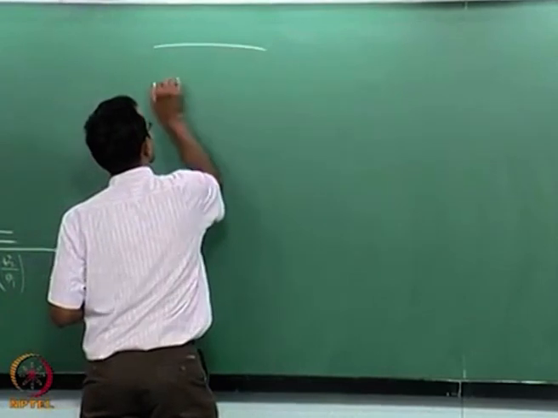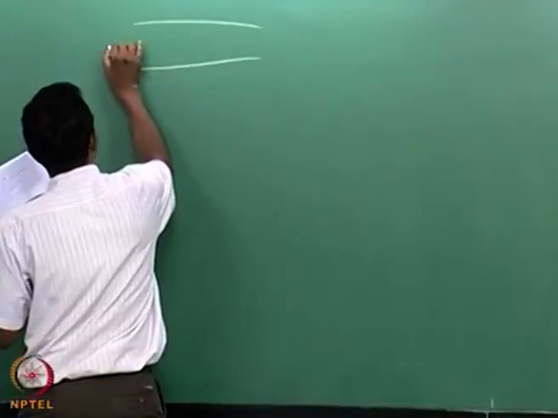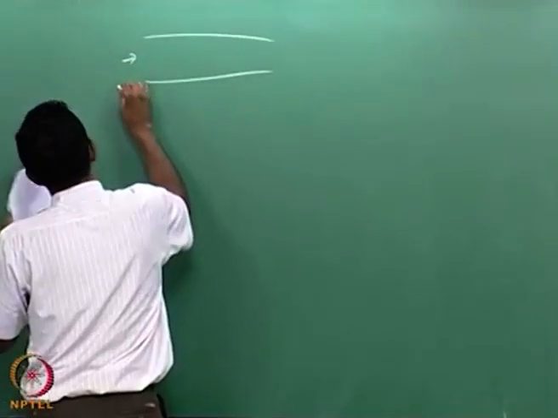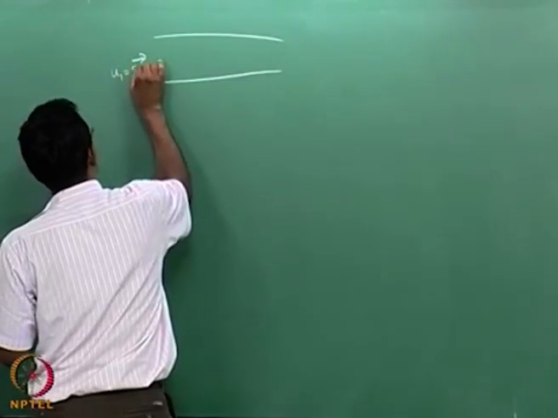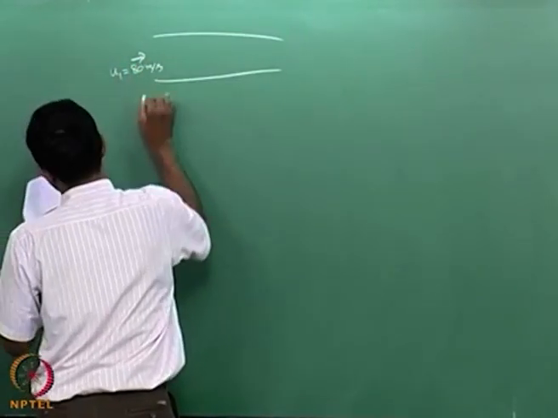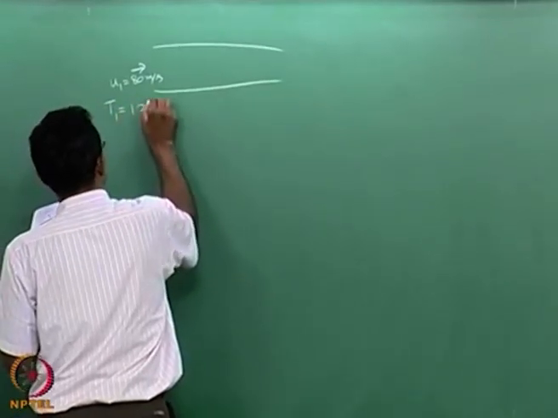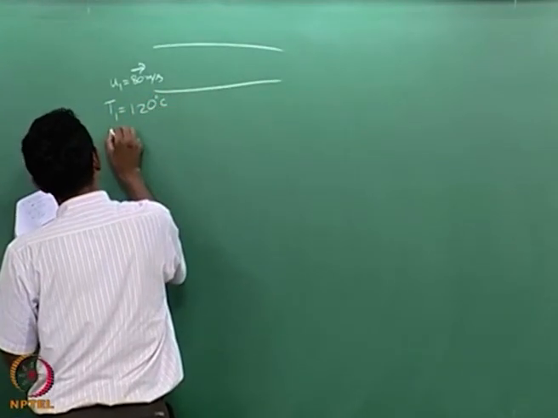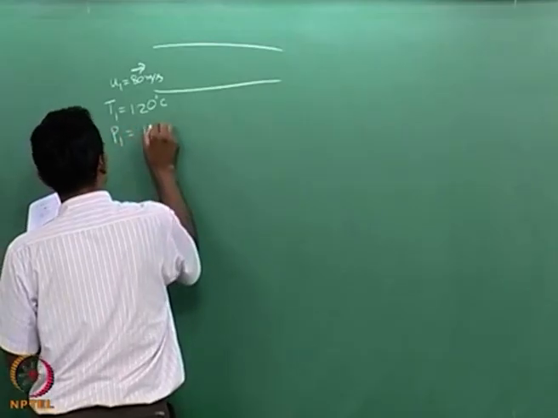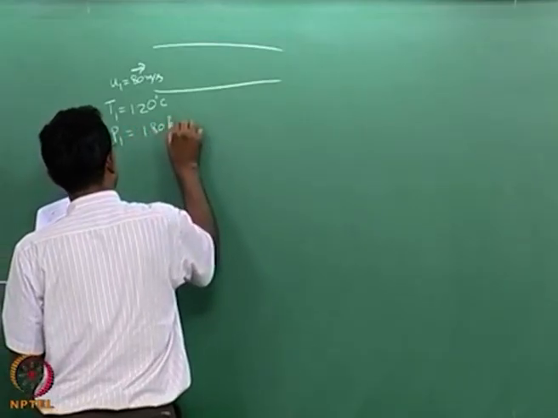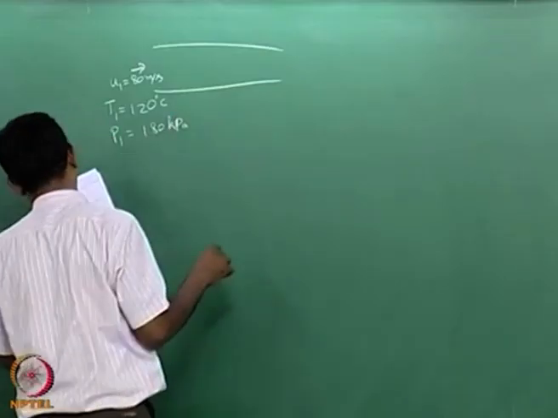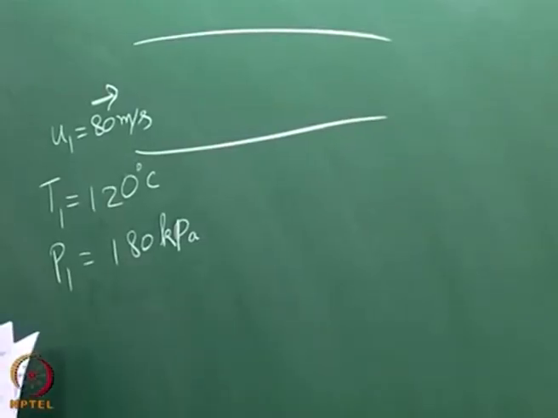I am having some combustor. It is having a U1 of 80 meter per second, T1 of 120 degrees Celsius, P1 of 180 kilopascal. Actually, I am not going to use the pressure value, it does not matter for me.